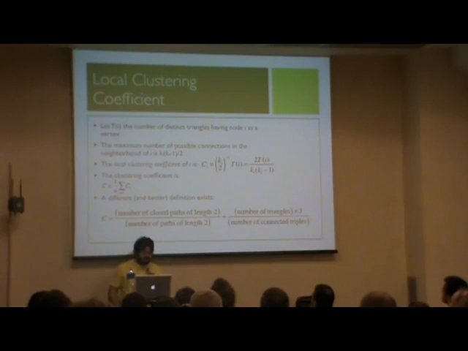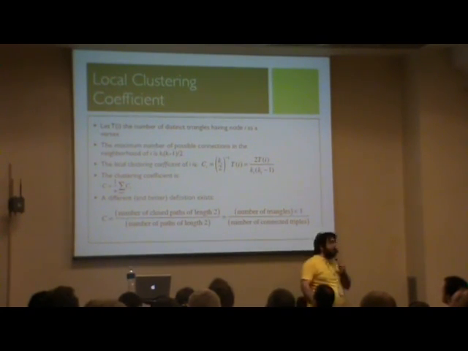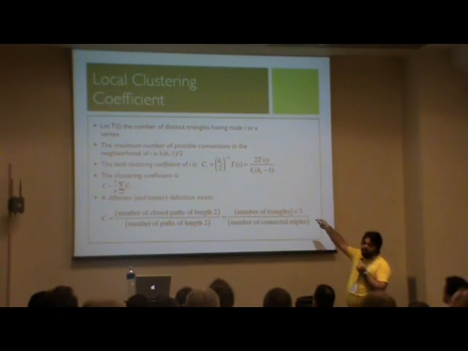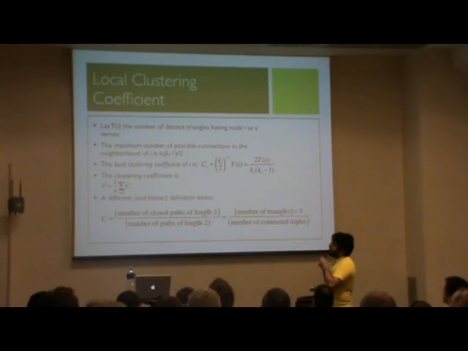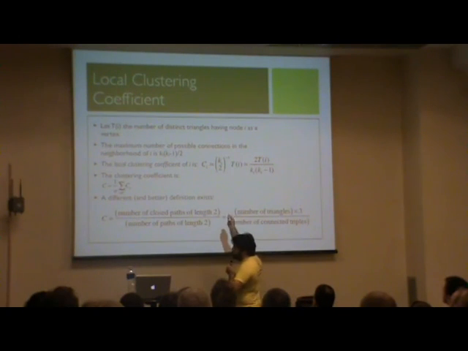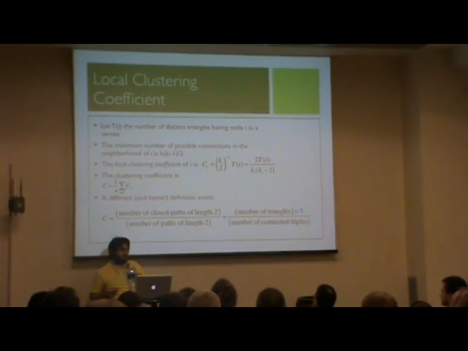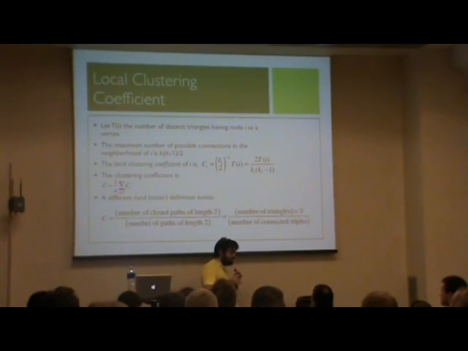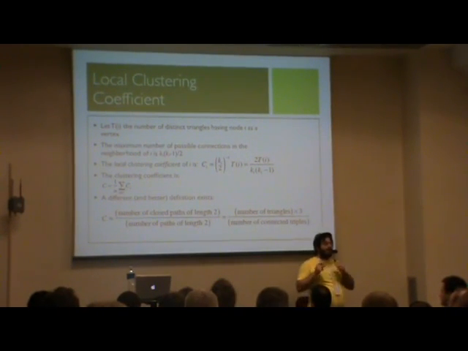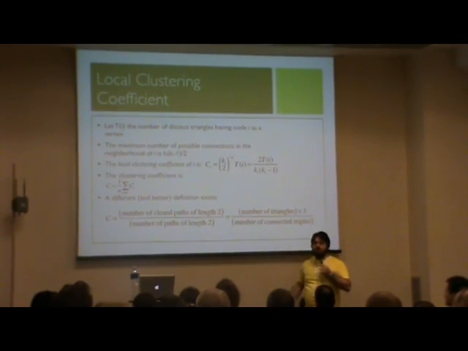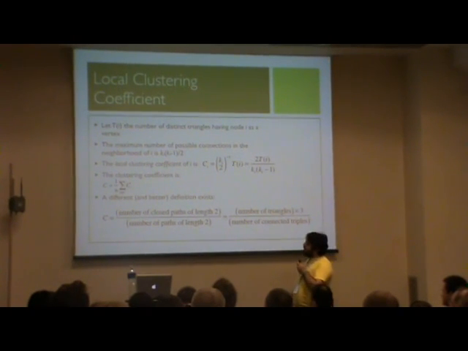Local clustering coefficient. This is the math of the example of the previous slide. This is the number if you just want to compute it, and then the clustering coefficient is just the average of those values. A different definition is here, different in the sense that for the same network you get different numbers. Some argue that this definition is better because it's somewhat more robust.